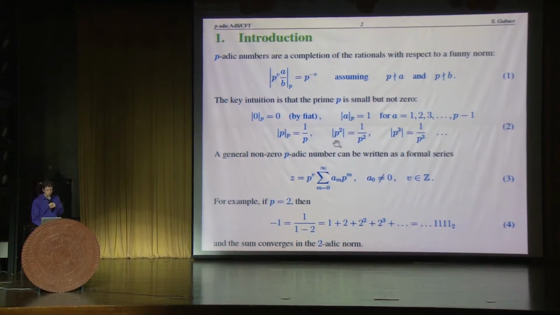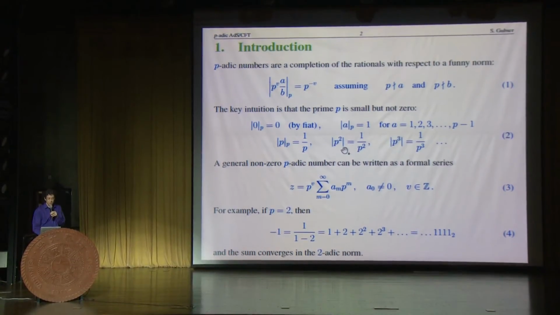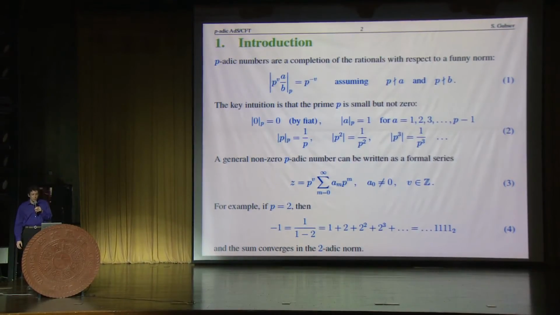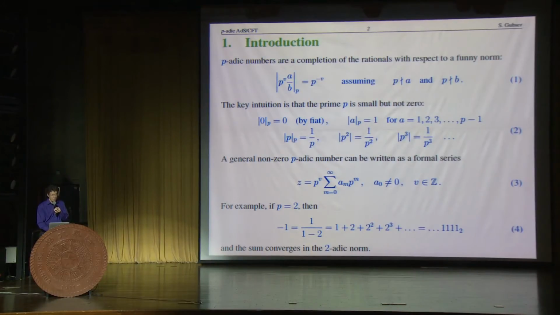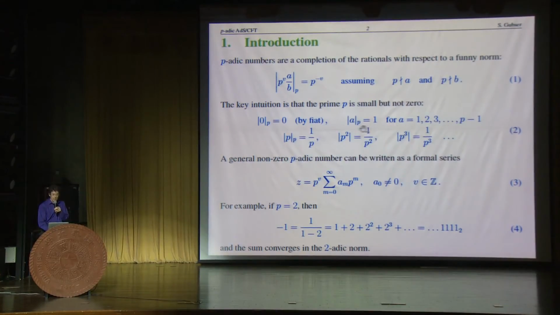The p-adic norm, pardon me, there should have been a subscript p right there. The p-adic norm of p squared is 1 over p squared, and so forth. Whereas, if you have some number, let's just say a, which is 1, 2, 3, up to p minus 1, its p-adic norm is 1. And by fiat, we simply say that 0 has p-adic norm of 0. Well, any general non-zero p-adic number can be written as a formal series of this form.